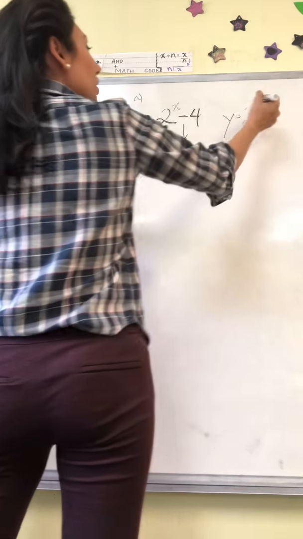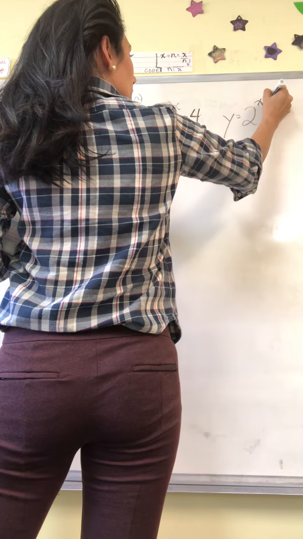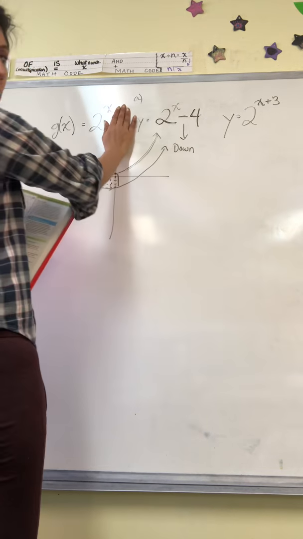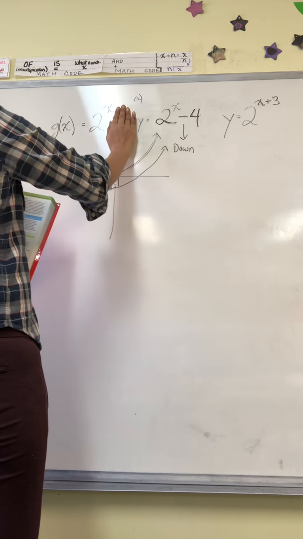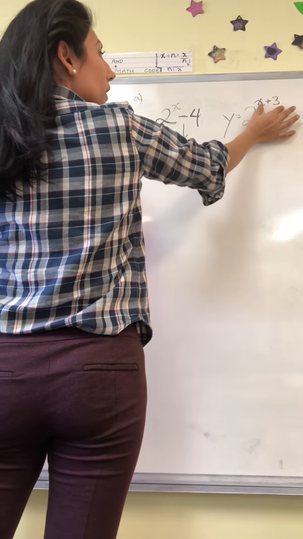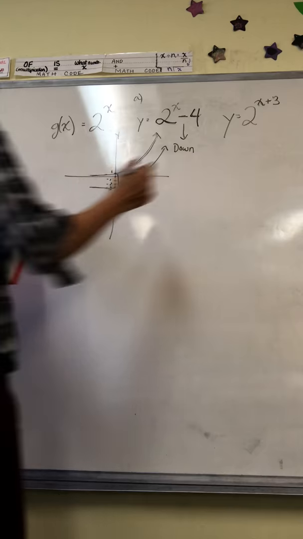All right, if you look close, the exponent on here looks a little different than this one. All right, this is our parent function, 2 to the x. Still 2 to the x, only there's a +3 in the exponent. So let's see what this does.